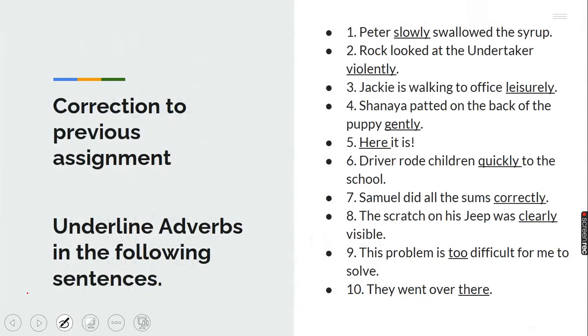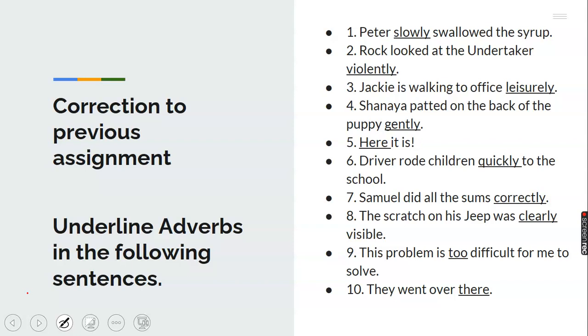Before we go to the contents for the day, let's do the correction to our previous assignment. In last class, I taught adverbs. And I said you should go home and underline all adverbs in the 10 sentences I gave out. Let's go through them briefly. Number one, Peter slowly swallowed the syrup. Slowly there is telling you how it was swallowed. That's an adverb and it's telling you about manner.